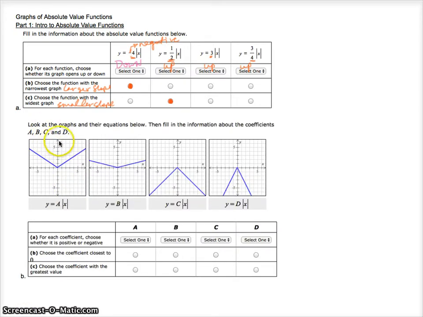In part B, it says to look at the graph and fill the information about the coefficients A, B, C, and D. For each coefficient, choose whether it's positive or negative. Choose whether the coefficient is closer to 0, and choose the coefficient with the greatest value.